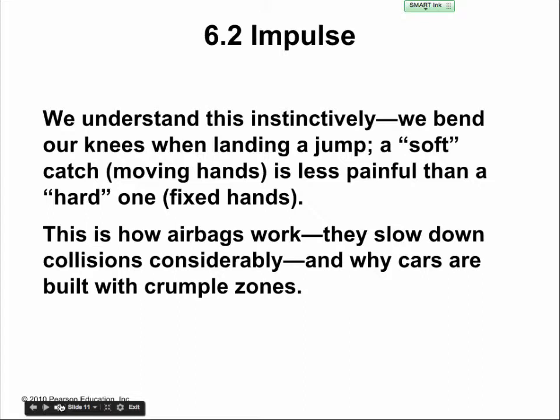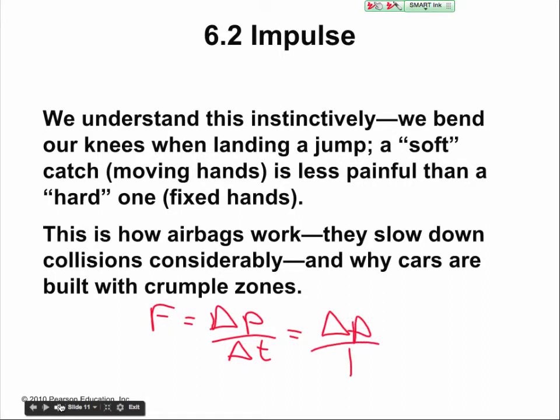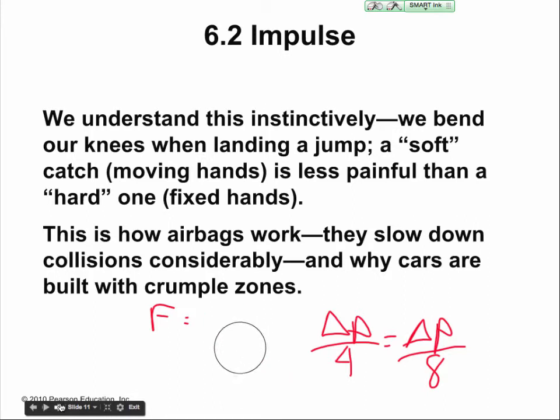So if we go back here, let me show you what I mean by that. We said that the force is equal to delta P over delta T. So when I increase the time, it reduces the force. Whatever delta P is, if I go from delta P over 4 and change that to delta P over 8, then this is a lot lower. Because the denominator is a greater value, I'm lowering the impact force of that ball. When I catch it with my hand, I slow it down.